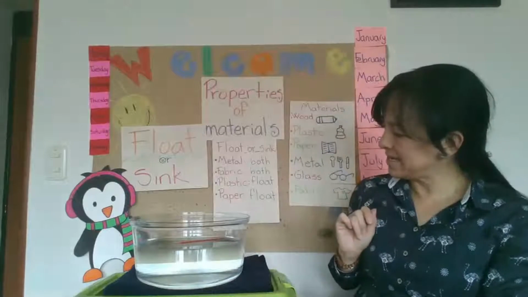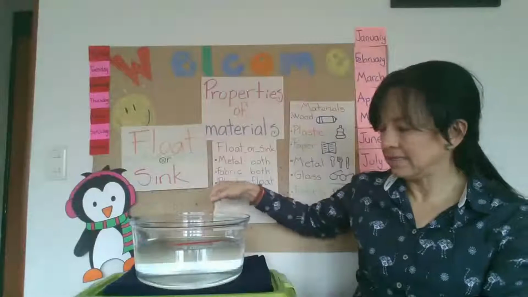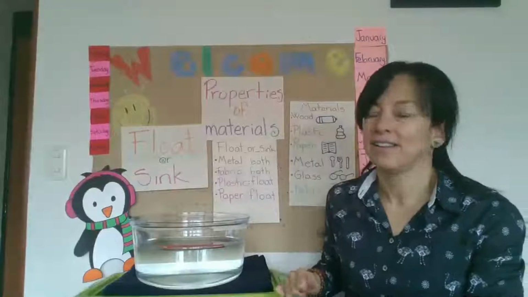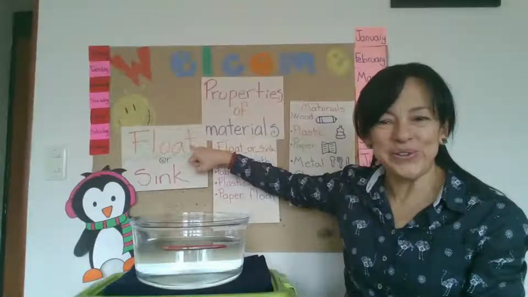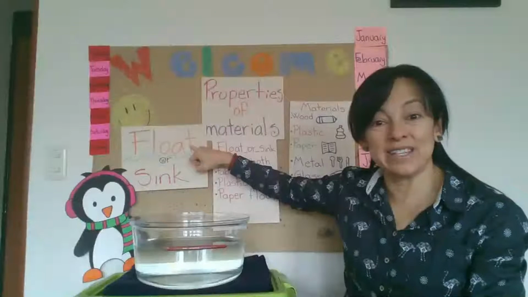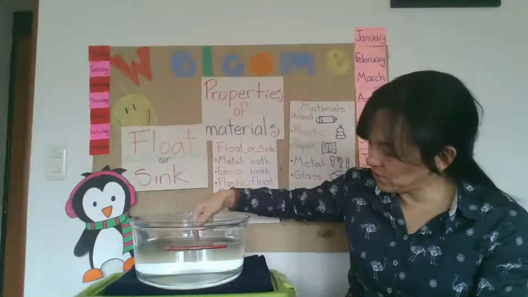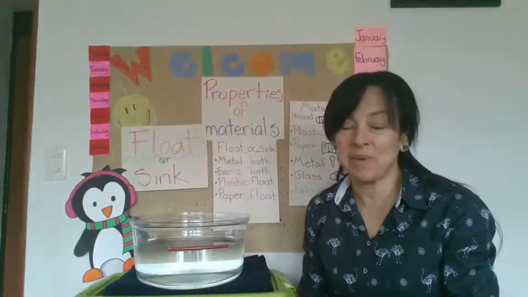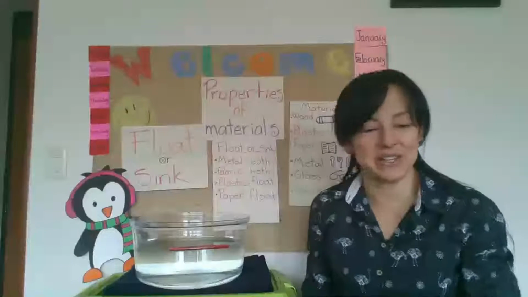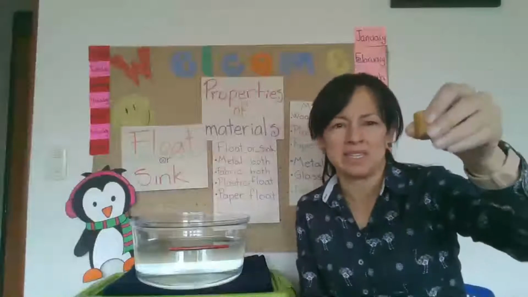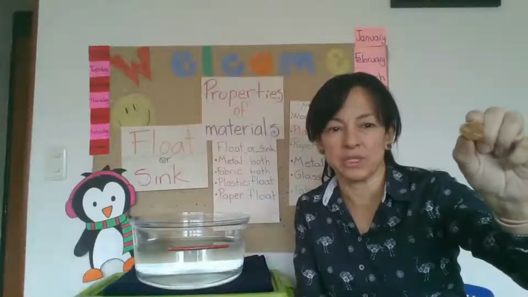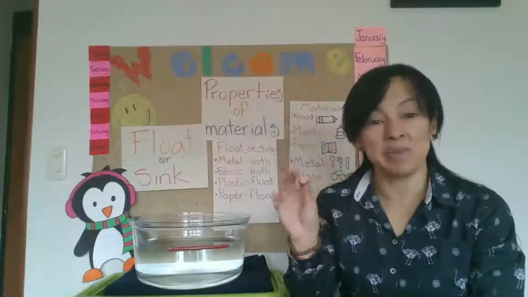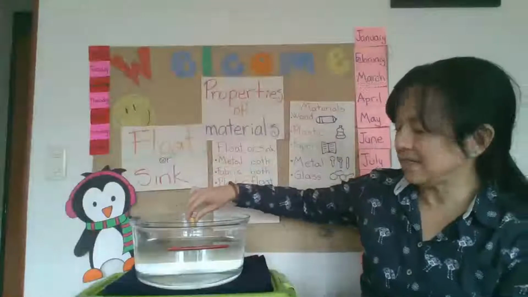What happened with the pencil? Look, it floats. The pencil is floating. Look, can you see? Very good, Pipe. It floats. Very good. Let's try with the other piece, the small piece of wood. Ready? Let's see if it happens the same as with the pencil.